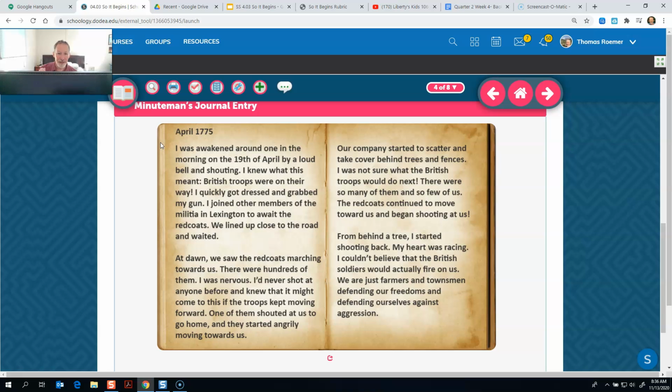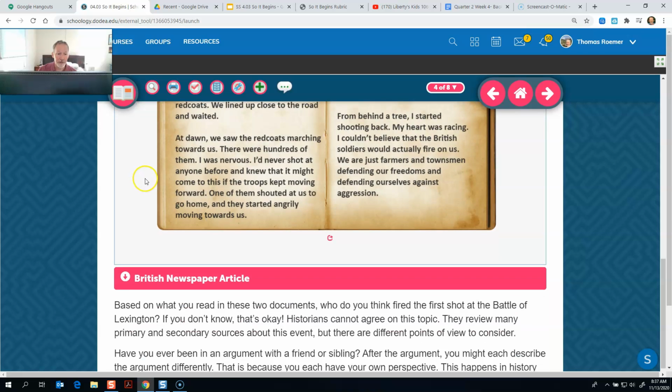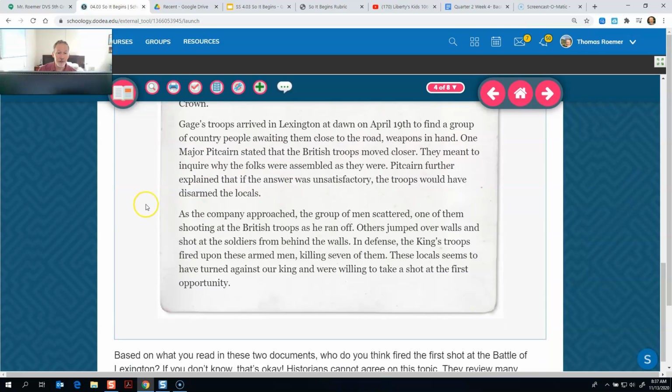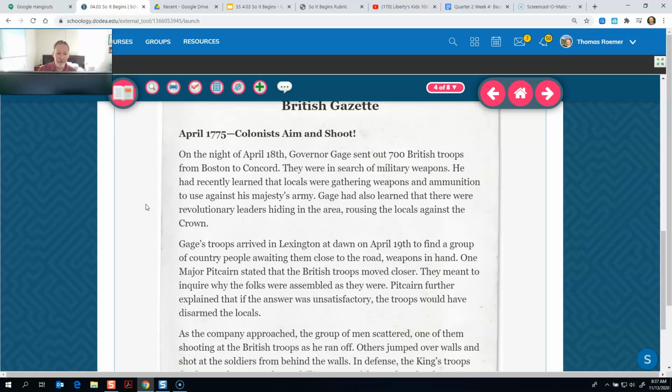Okay, so you have to keep that in mind as well. So you got the Minutemen's journal entry. This is first person, primary source. And now you have a British newspaper article, and this person was not there. So this is a secondary source. The reporter gathered information and then they published it. They did not have their eyes there. They were not there. Therefore, it's a secondary source.